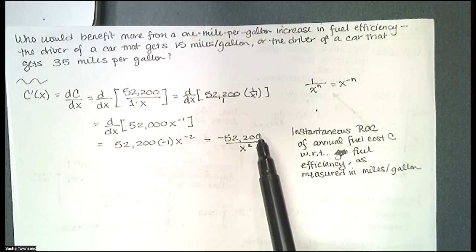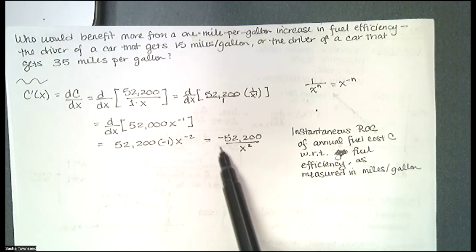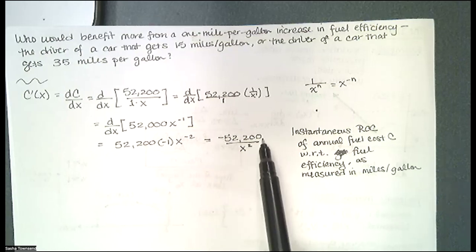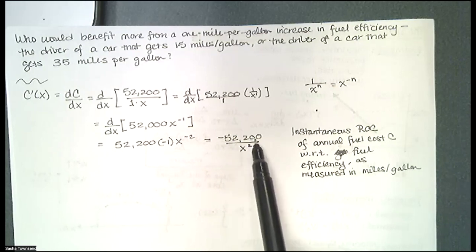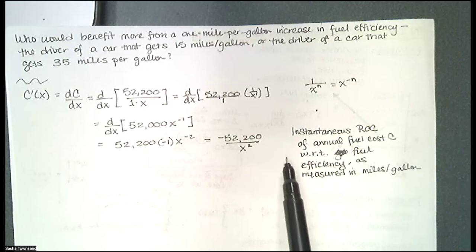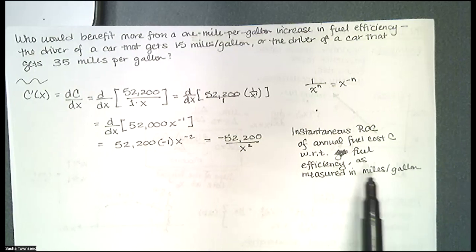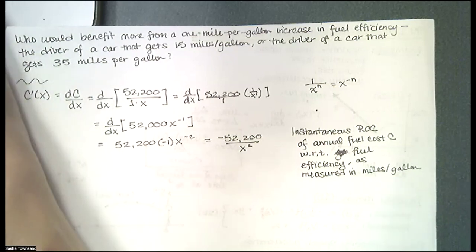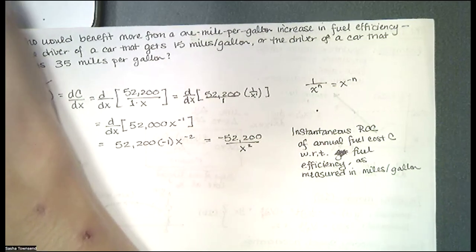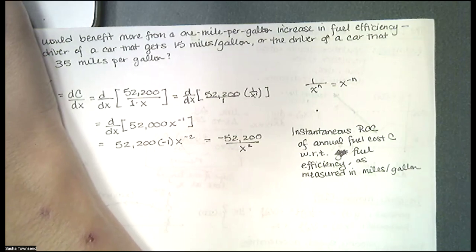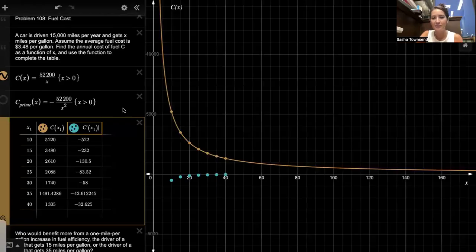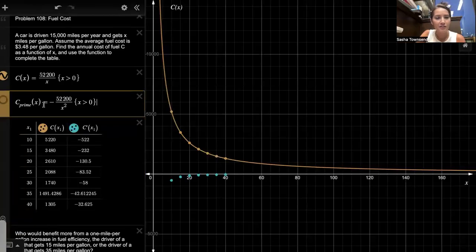So that's great. But we want to know how much we're saving every year, and this derivative is going to tell us how much we save per year as our fuel efficiency goes up by 1 mile per gallon at some particular number of miles per gallon. So we know that that's true. Let's go back to the graph on desmos.com. So here's our C prime. I just typed that in.